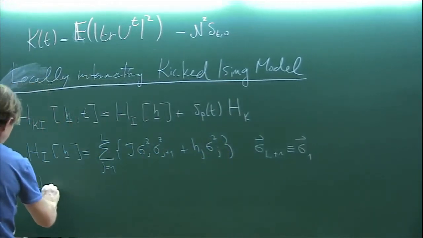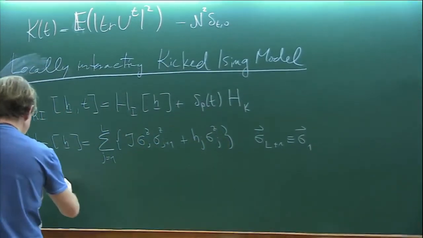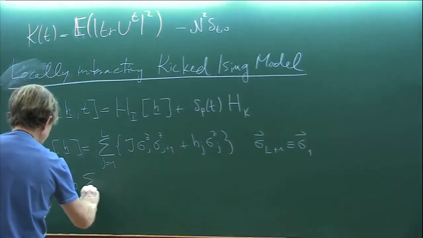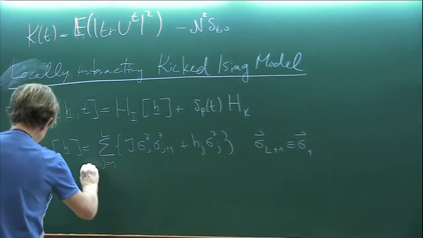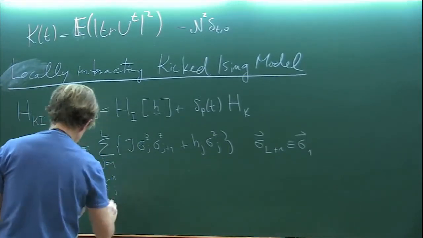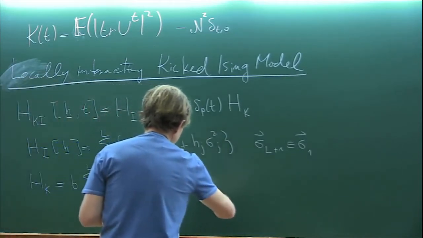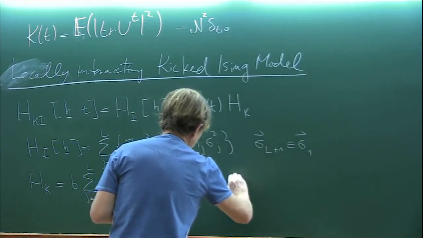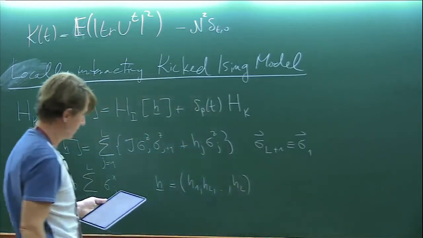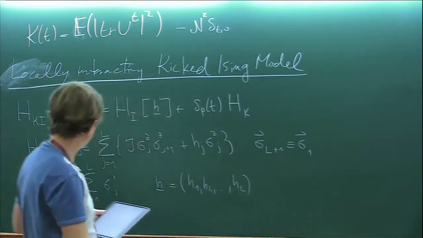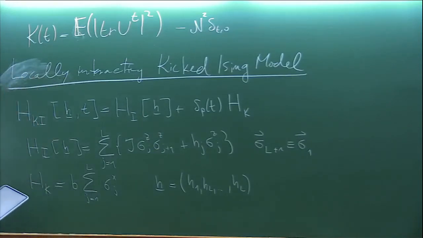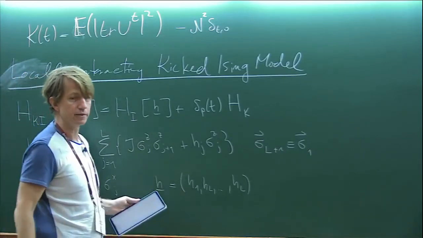And then I will use a kick, which again depends on a single parameter, which I will call b. And the field will be a vector of L real numbers. And this will be my ensemble now, right? My ensemble of models will be specified by specifying the vector of the fields.